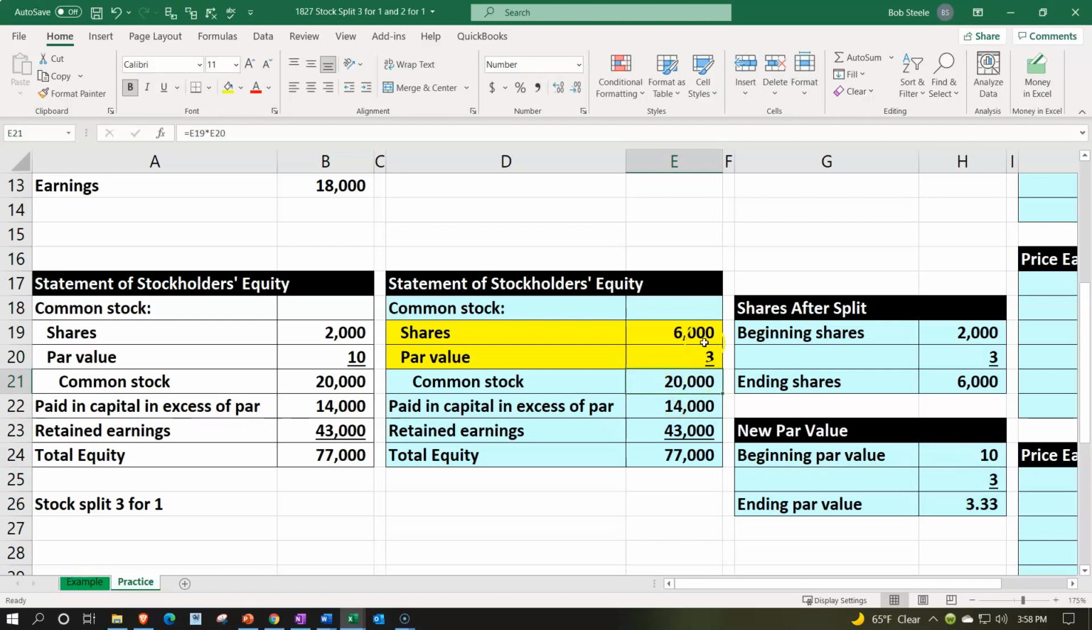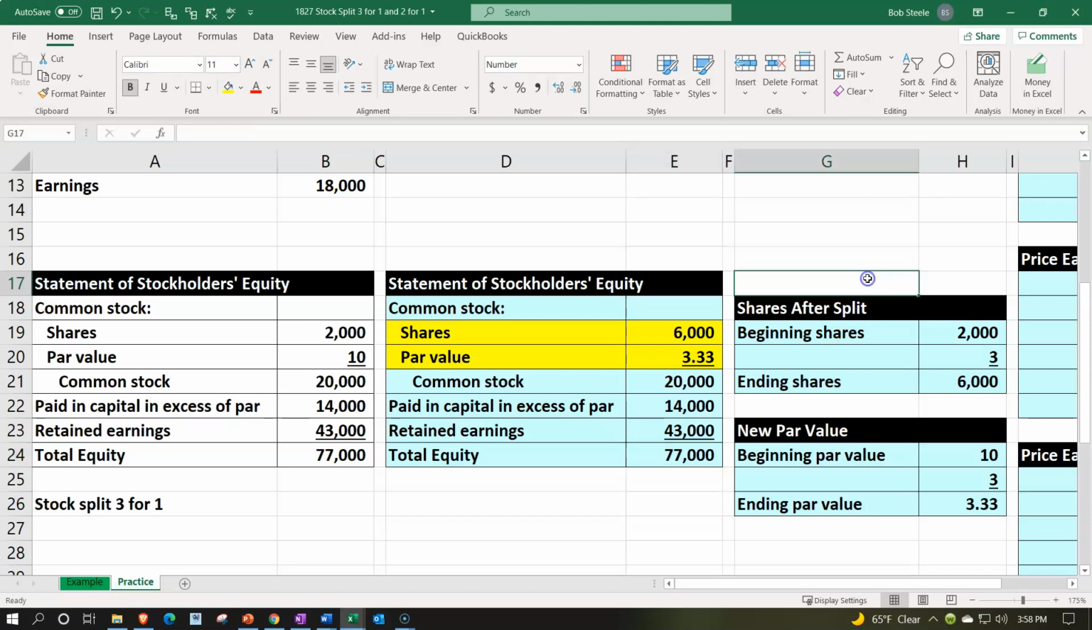We, of course, now have 6,000 as opposed to the 2,000. The par value, let's add some decimals, number decimalizing it, has then adjusted. Common stock remaining the same. We have the bottom line number also the same down here.